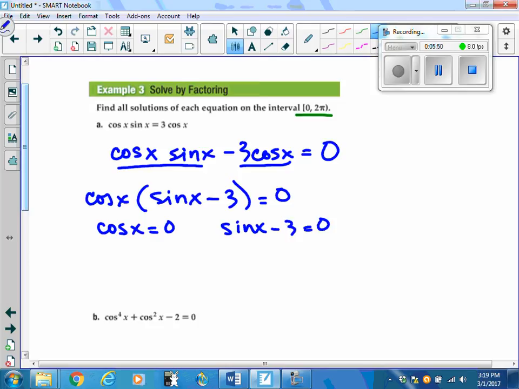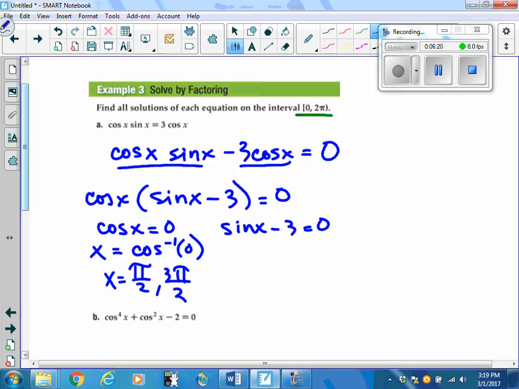So let's focus on the cosine x first. That would be x is the inverse cosine of 0. So I'm just looking on my unit circle, where is cosine 0? And that's our x coordinate. My values there, when we have an x coordinate of 0, is that x would be pi over 2 and 3 pi over 2.